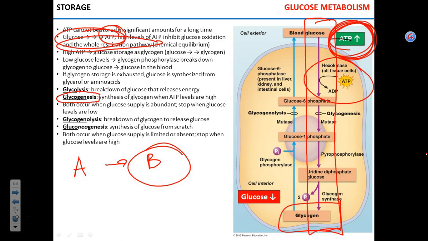Does that make sense? Now, on the opposite side, what if you do not have glucose? What if you do not consume carbohydrates? What if you are starving? You don't have glucose, so it has to come from the storage, which is what? Glycogen, right? So glycogen in the conditions of low glucose will be broken down to glucose. Does that make sense?